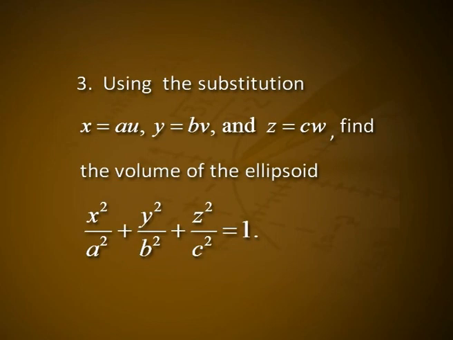3. Using the substitution x is equal to au, y is equal to bv and z is equal to cw, find the volume of the ellipsoid x square by a square plus y square by b square plus z square by c square is equal to 1.